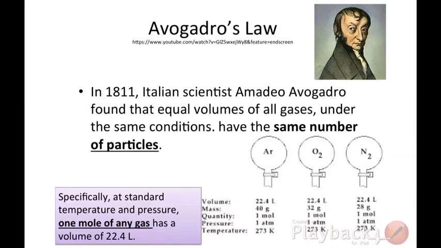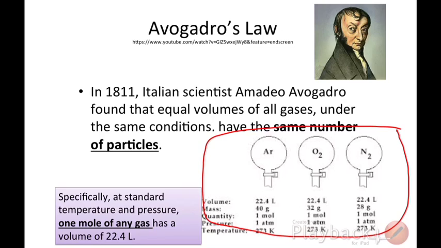This video is about Avogadro's law, another gas law. So Avogadro's law is all about the relationship between the volume of gases and the number of gas particles. In 1811, an Italian scientist, Amedeo Avogadro, who we have heard of before, found that equal volumes of all gases under the same conditions have the same number of particles. So this picture down here explains that idea.